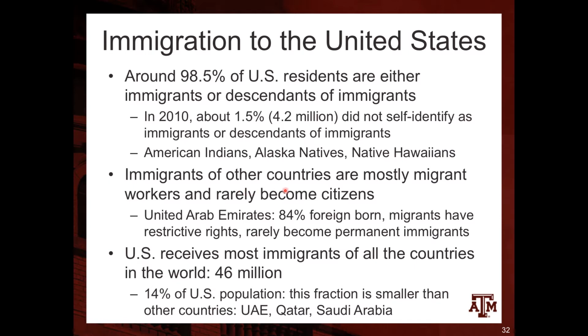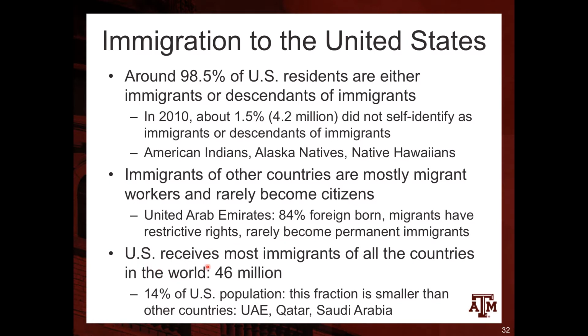Immigrants in other countries are mostly migrant workers and rarely become citizens. So in other countries that receive a lot of immigrants, such as the United Arab Emirates, in which 84% of the population is foreign-born, migrants have restricted rights and rarely become permanent immigrants. And that's not the case of the US.